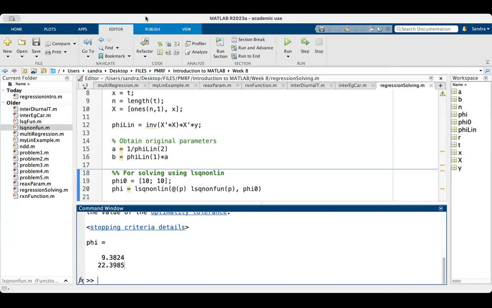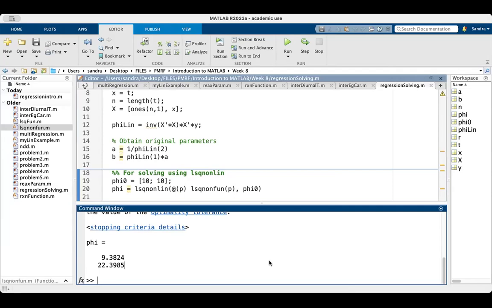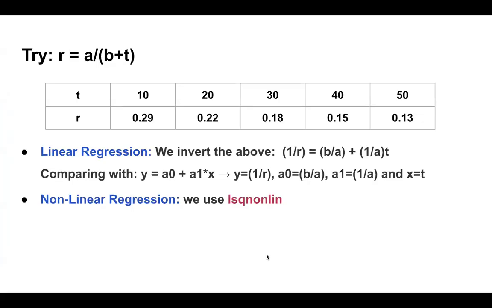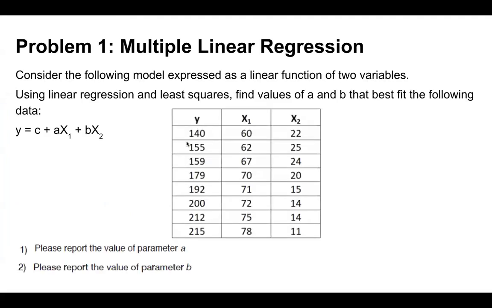Okay, if no doubts, let's move on to do some problems. These are simple problems. As you know, this is linear regression. The concepts are almost the same as what you used, right? So here you have a multiple linear regression.